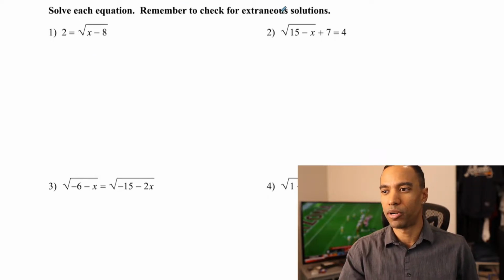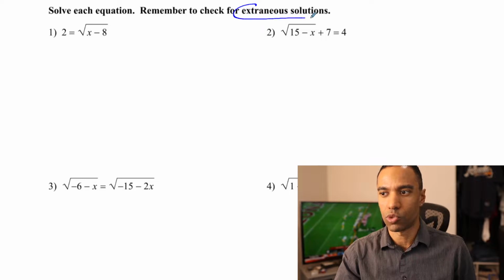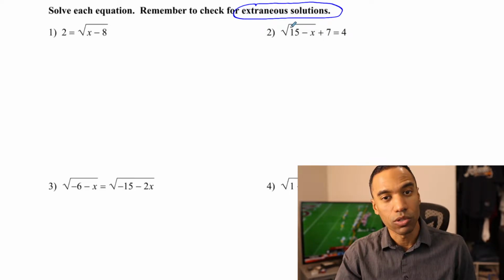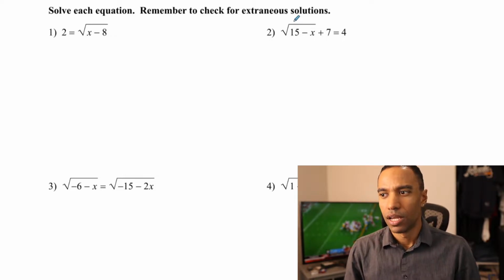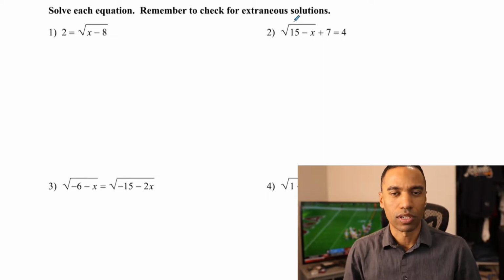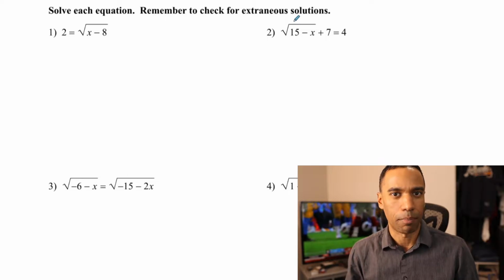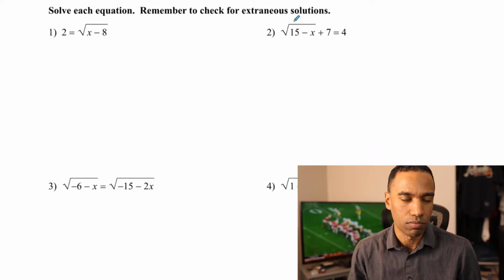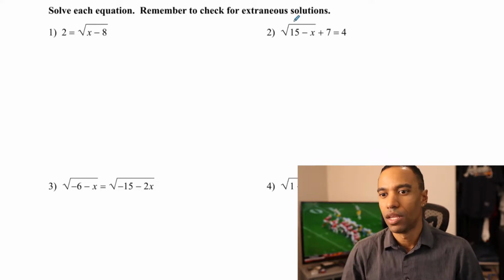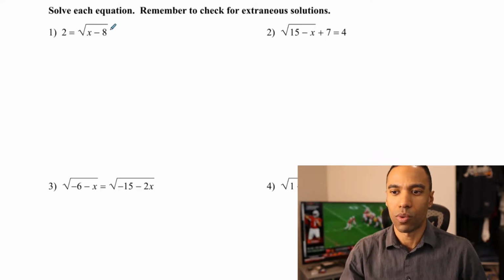Solve each equation. Remember to check for extraneous solutions. So these things will exist here. Extraneous solutions, meaning solutions that don't properly work sometimes in a problem. And we're going to have some, and we'll maybe see why that happens, not in graph form, but just in the equation form, at least for one of them. Okay, so 2 equals the square root of x minus 8.